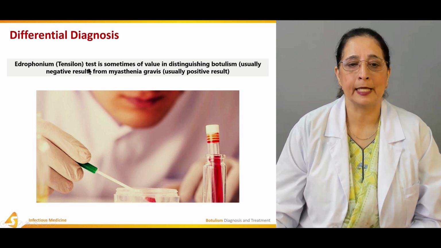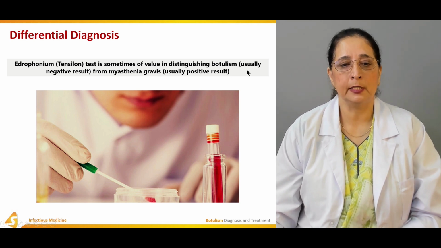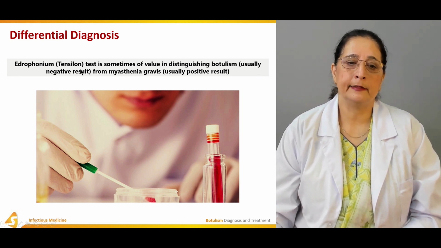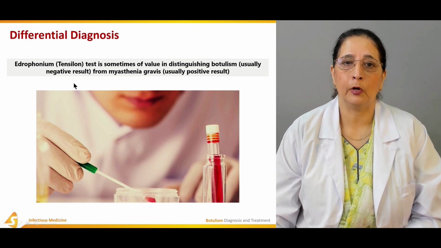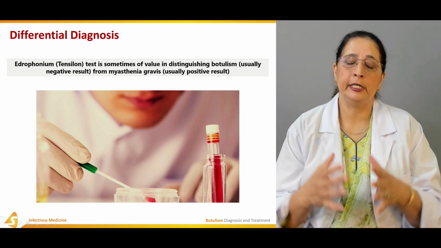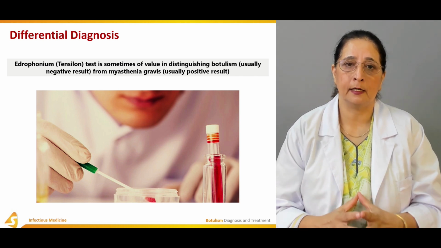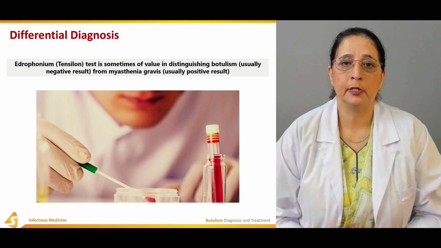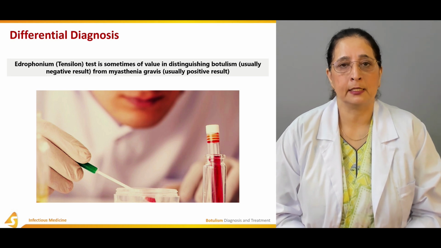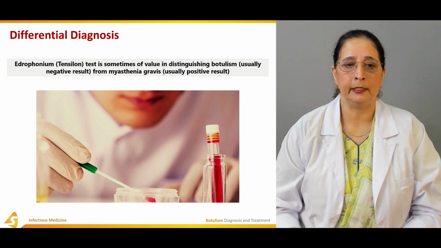The edrophonium Tensilon test is sometimes of value in distinguishing botulism from myasthenia gravis. Usually this Tensilon test is negative in botulism but positive in myasthenia gravis. In this other condition, there is weakness of the muscles and slow paralysis occurs. The test used for differentiating between the conditions is the Tensilon test, which is negative in botulism but positive in myasthenia gravis.